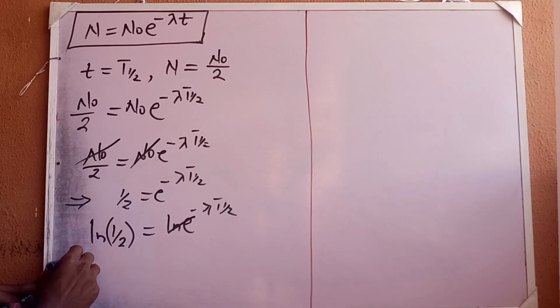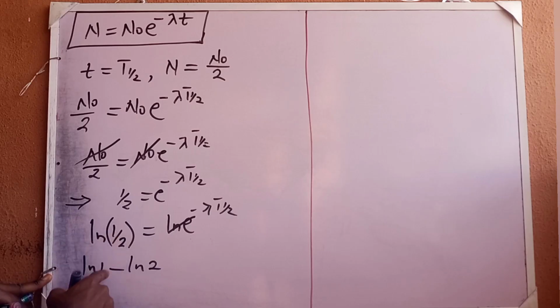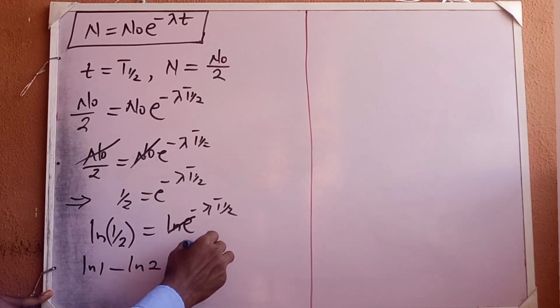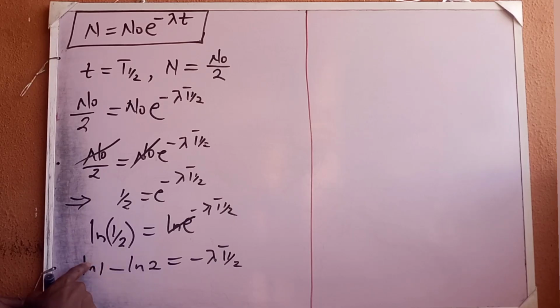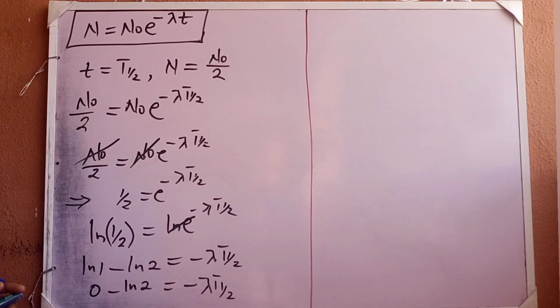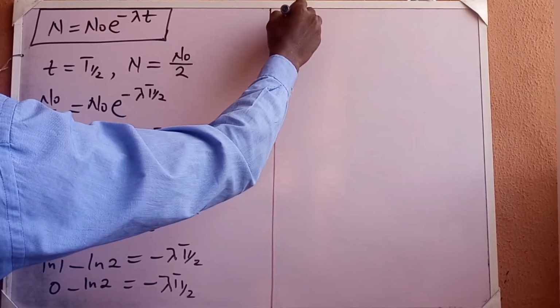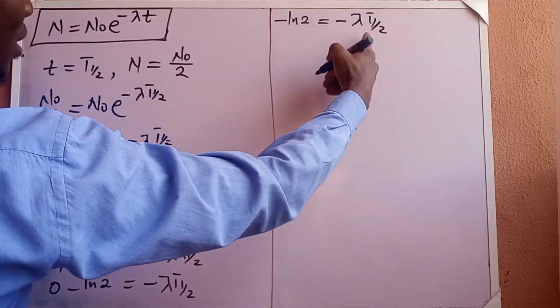So we have ln 1 over 2, which is ln 1 minus ln 2, law of logarithm. In logarithm, when you have division, that turns to subtraction. You just ln the numerator minus ln of the denominator. All right, this will be equal to negative lambda t half-life. Now, ln 1 is 0, so we have 0 here, minus ln 2 equal to negative lambda t half-life. And that gives us negative ln 2 equal to negative lambda t half-life.